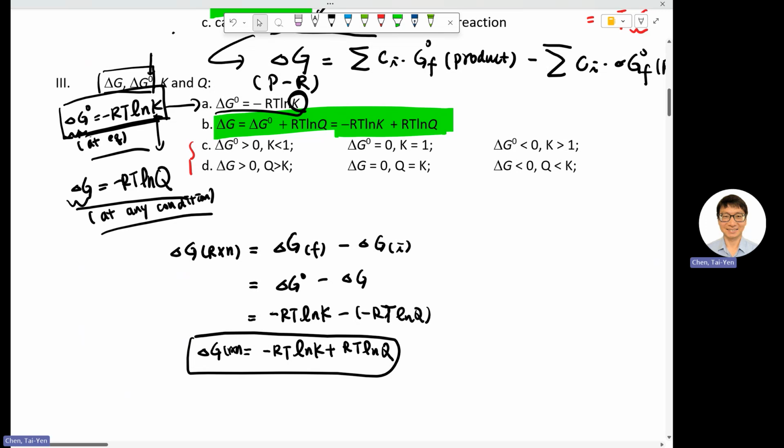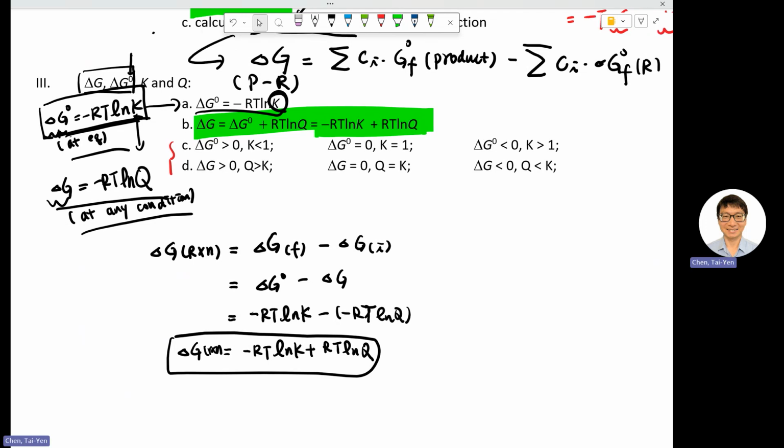The question you're going to encounter for this chapter will always ask: if I give you a delta G naught, predict whether K is larger than, smaller than, or equal to 1. Because the delta G naught is a representation of your equilibrium constant, right? The delta G naught is associated with your equilibrium constant through negative RT natural log K. So let's talk about these three things.